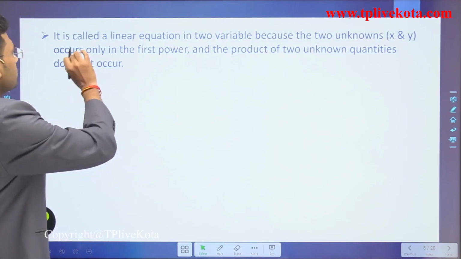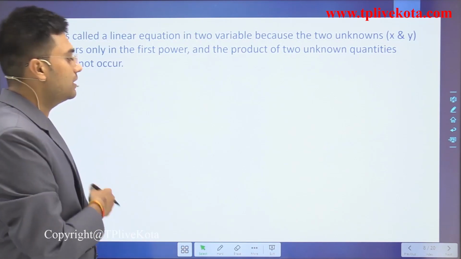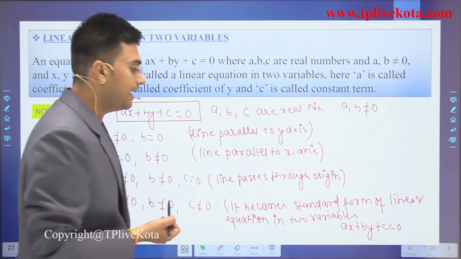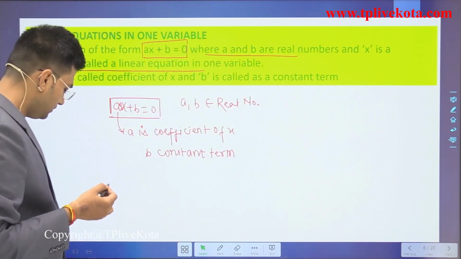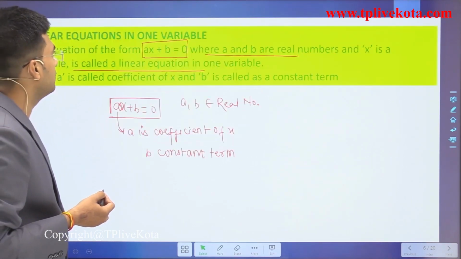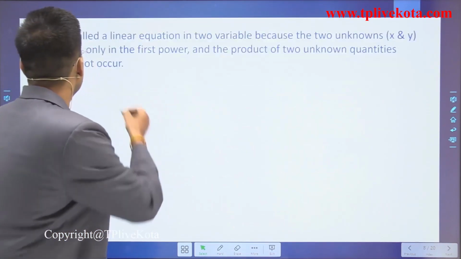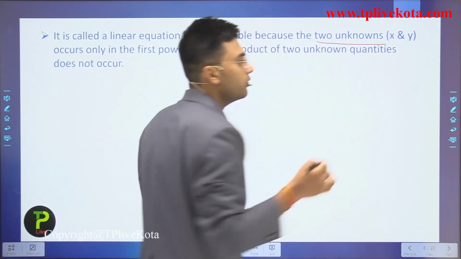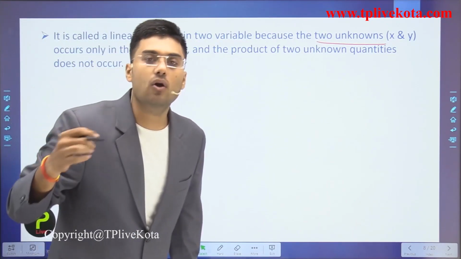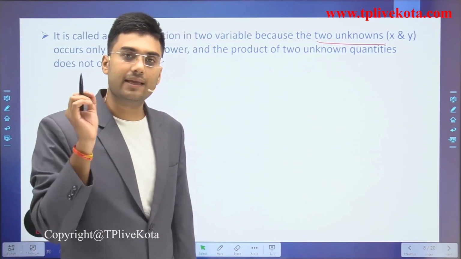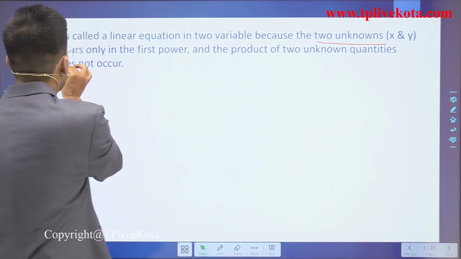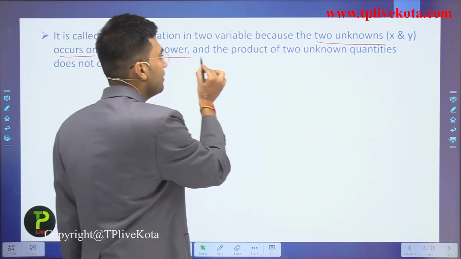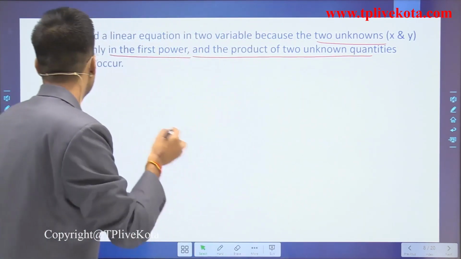It is called a linear equation in two variables because in the last case we get the linear equation in two variables, and because the two unknown quantities, that is x and y, or we can say the two variables, occur only in the first power, and the product of two unknown quantities does not occur.